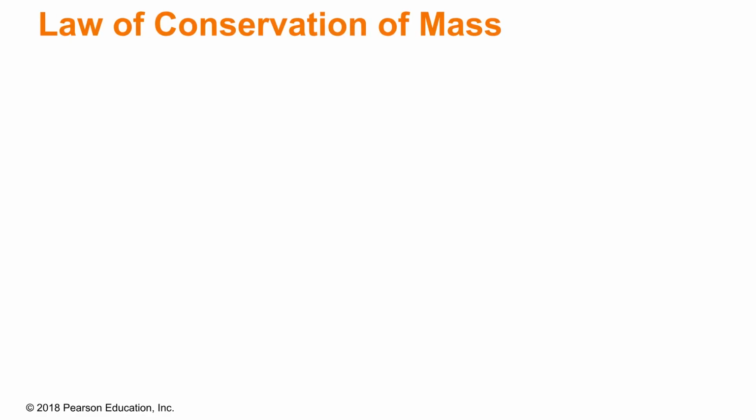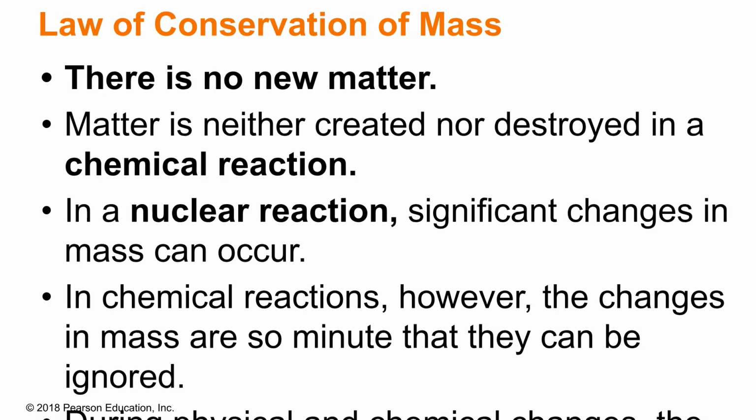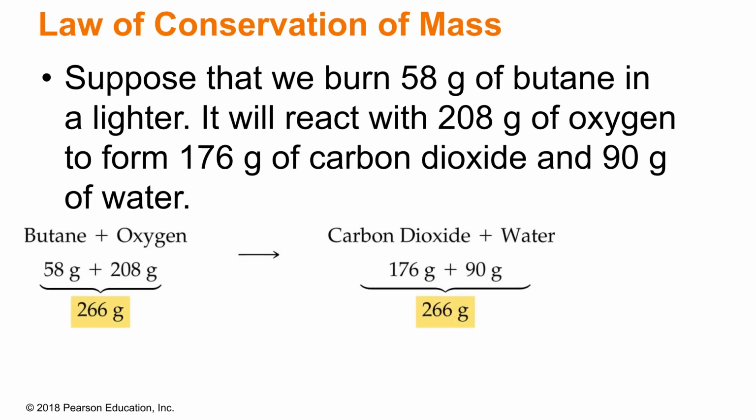The law of conservation of mass states that matter is neither created nor destroyed in a chemical reaction. The total amount of matter remains constant during physical and chemical changes. In the example of burning butane, the total mass of the reactants, 58 grams of butane plus 208 grams of oxygen, equals the total mass of the products, 176 grams of carbon dioxide plus 90 grams of water.